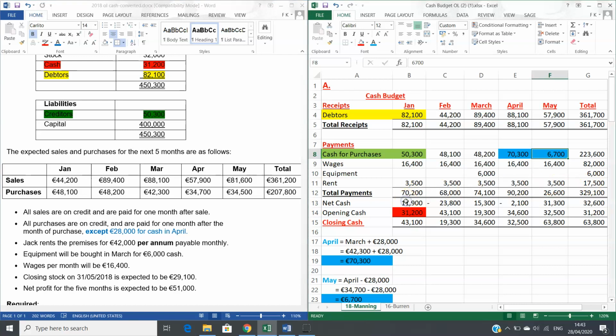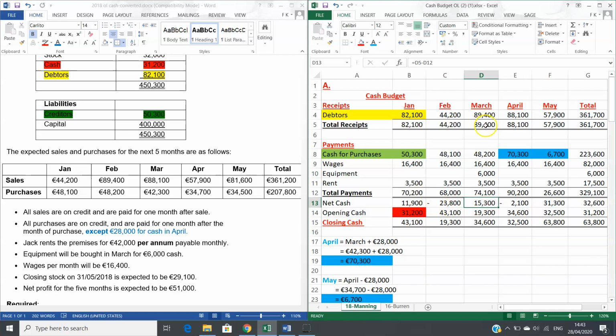Okay, the next is getting our net cash, and it's pretty straightforward. In January, total receipts 82,100, total payments 70,200. If I take those two away, it gives me my net cash to be 11,900. Next, tell you what, I'll do the net cash for all the months here. In February, 44,000 receipts, 68 in payments. So you can see that's a minus 23,800.